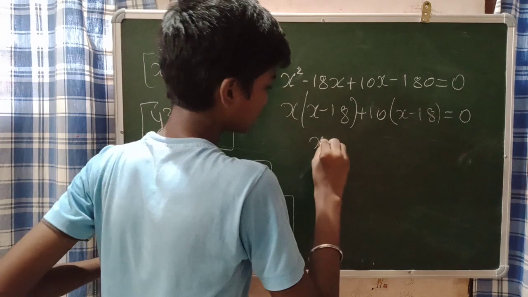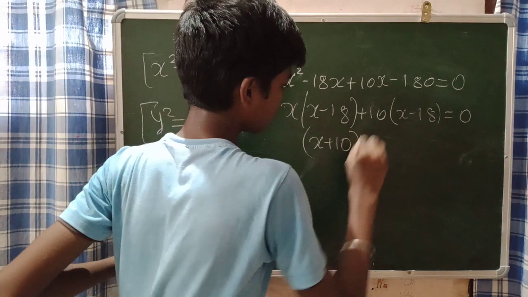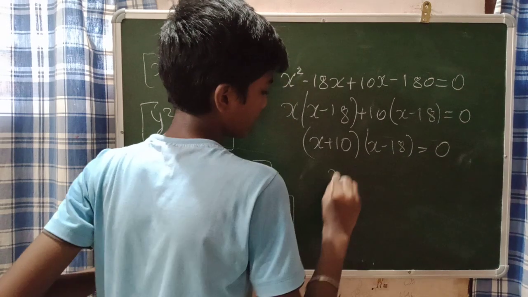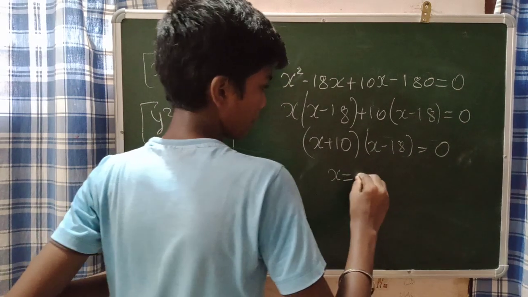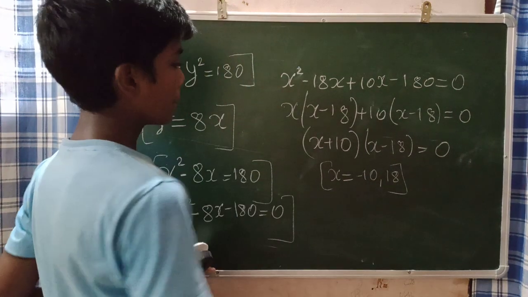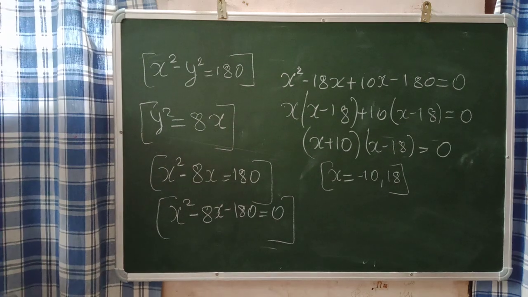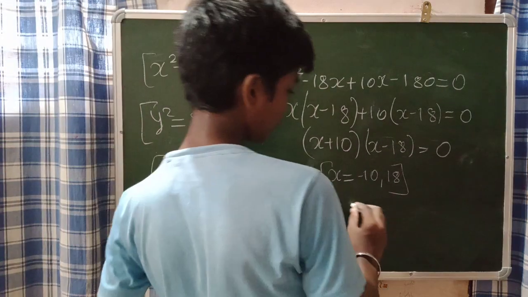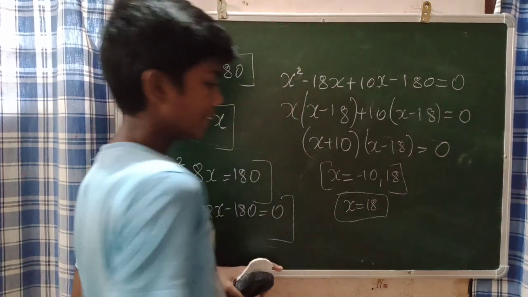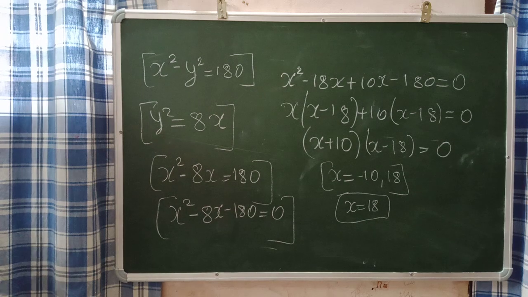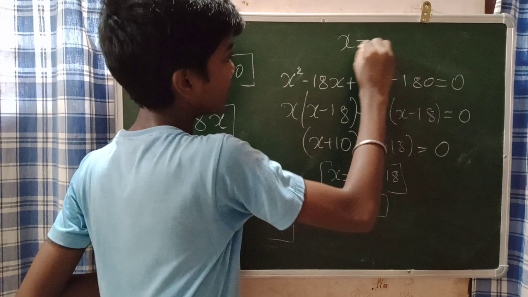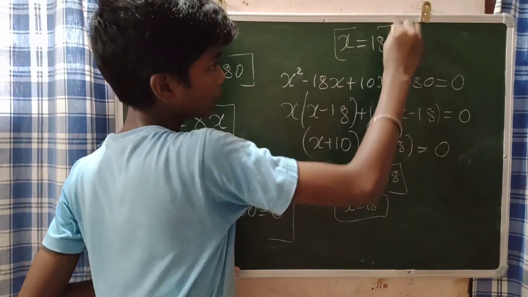That means x plus 10 into x minus 18 is equal to 0. That means your x is nothing but minus 10 or 18. Your x can be minus 10 or 18, but guys, your x can't be a negative number. So your x is positive, that is equal to 18. So your x value is equal to 18. If your x value is equal to 18, what will be your y value? We have found one of the numbers as 18.